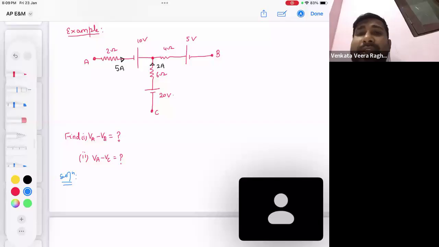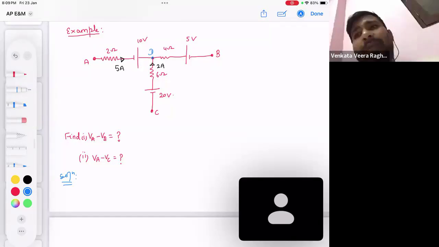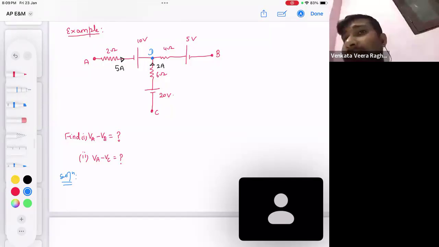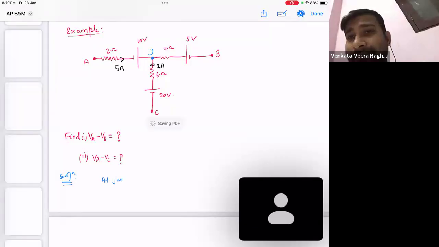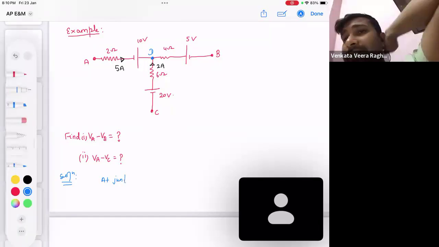See, if they are asking what is VA minus VB, we will start with the point A. Let's say this intermediate point, this junction, is D. Now tell me, at this junction, the AD branch current is given, the CD branch current is given. Can you tell me what will be the current in the DB branch? So look at junction D. Junction means at least three branches should be there. Then it will be called a junction.